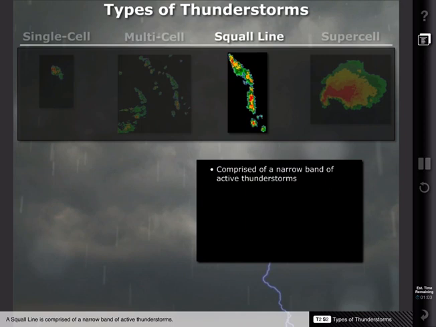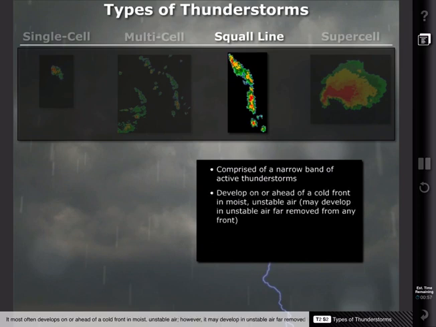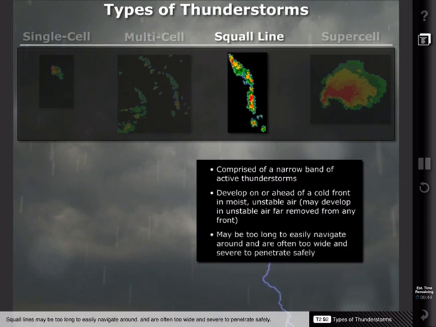A squall line is comprised of a narrow band of active thunderstorms. It most often develops on or ahead of a cold front in moist, unstable air. However, it may develop in unstable air far removed from any front. Squall lines may be too long to easily navigate around and are often too wide and severe to penetrate safely.